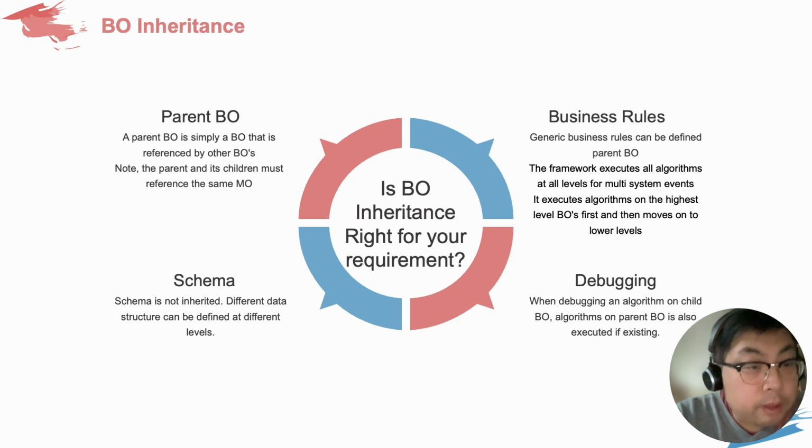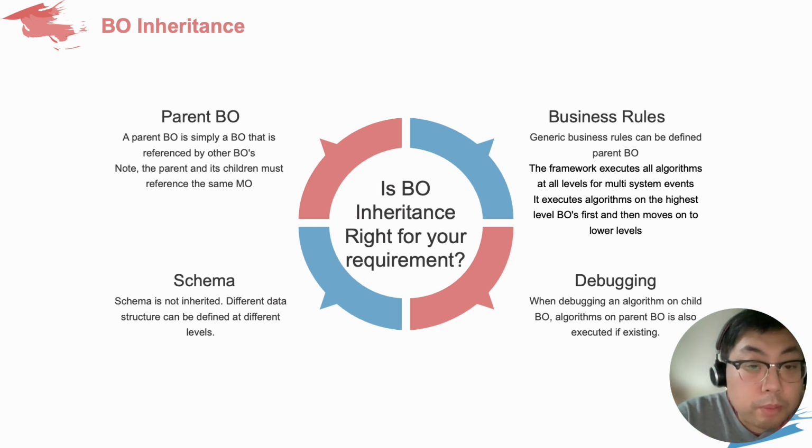Schema is not inherited. The data structure can be defined separately, because for the child BO you might want different information or to extend the information on top of the parent BO. And by saying that, that means the life cycle, which we haven't talked about in this session. The life cycle from the parent BO will be inherited to the child BO, which means if the parent BO has a life cycle defined, the child BO has to follow it.